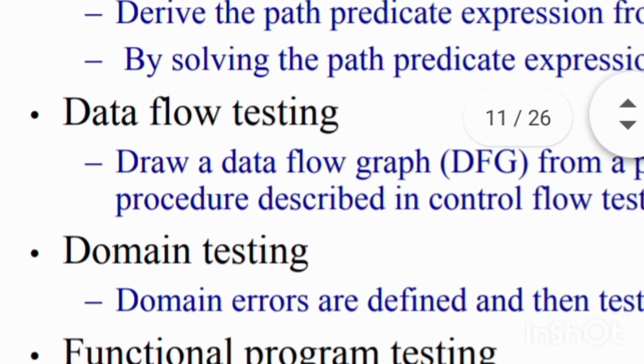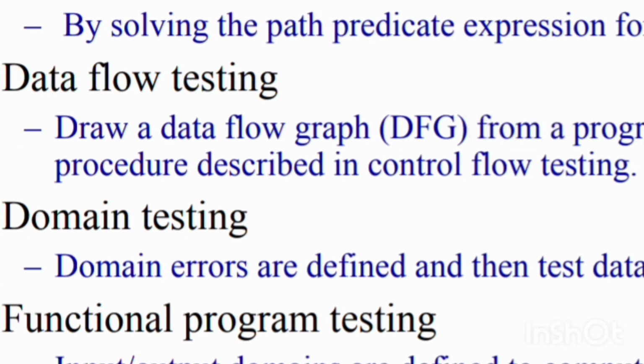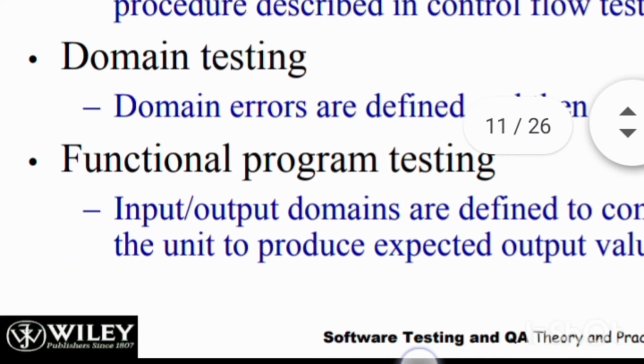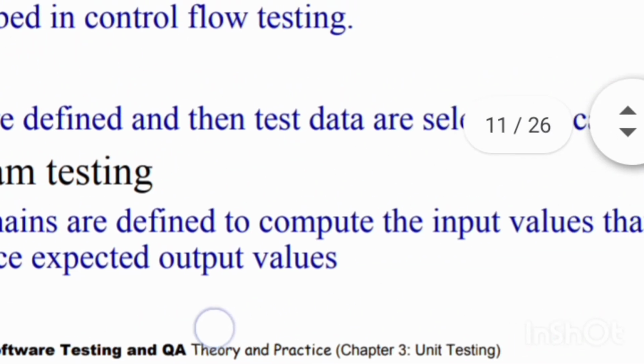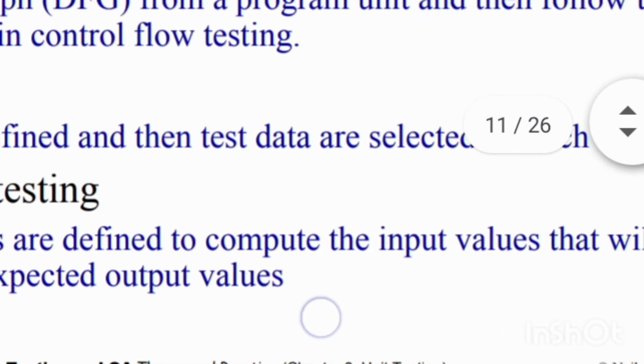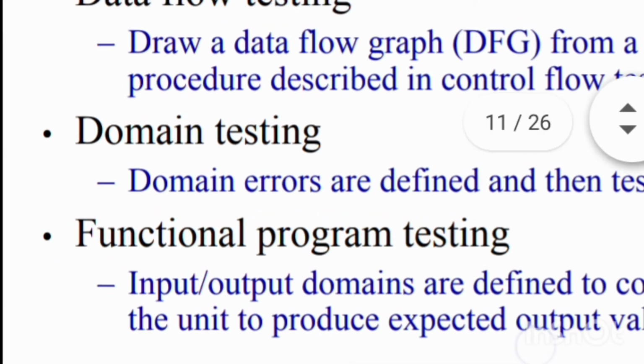From a program unit, select a few control flow testing criteria. Identify a path in the CFG to satisfy the selection criteria. Derive the path predicate expression from the selected paths. By solving the path predicate expression for a path, one can generate the data. The control flow testing is the next unit. Then we will clearly observe what a control flow graph is, how to draw a control flow graph path, and how to generate path predicate expressions.